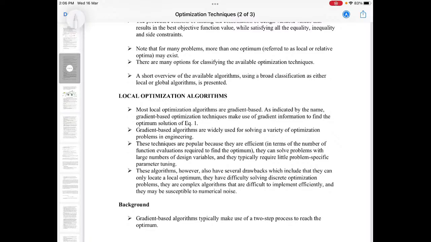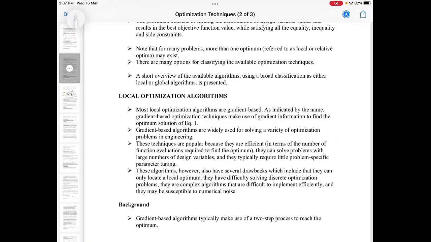And we were discussing local optimization algorithms. As you have seen in the previous session, we have discussed local optimization and global optimization. Let us see what is meant by local optimization algorithms. Most local optimization algorithms are gradient based, so we call gradient based algorithms local optimization algorithms. As indicated by the name, gradient based optimization techniques make use of gradient information to find the optimum solution.